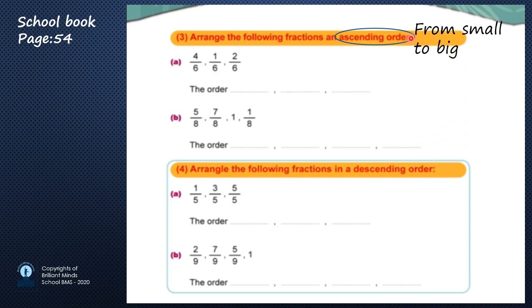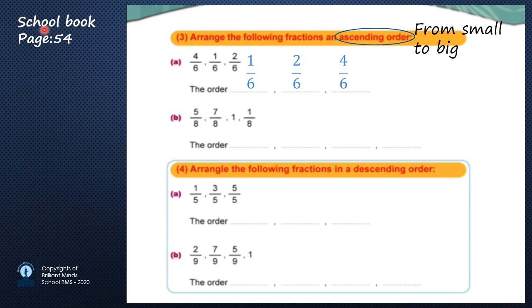Okay, here, number A, 4 over 6, 1 over 6, and 2 over 6. I said ascending, so from small to big, and we have in all the fractions the same D, so we're gonna look at the numerators. I want the smallest, so 4, 1 or 2, the smallest one, 1 over 6. So I'm gonna put the first fraction, 1 over 6. What next? I have here 4, I have here 2. What's the smallest between them? 2. So the second answer is 2 over 6. And the last one, 4 over 6.